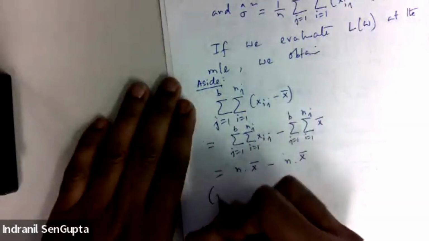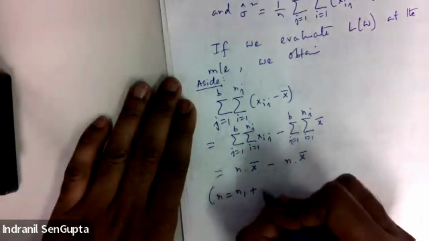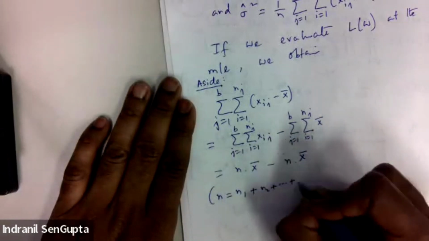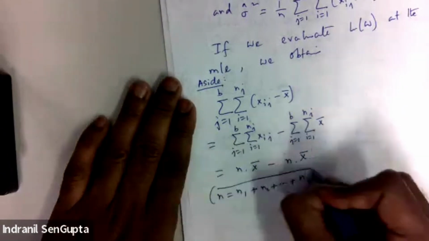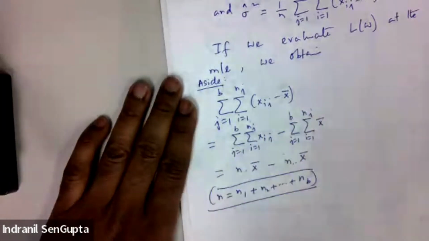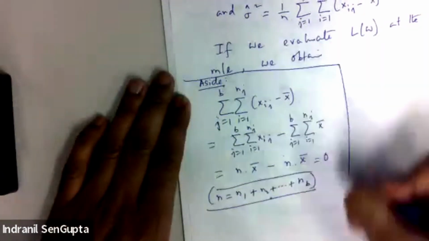Note that, by the way, let me remind you: n is really n1 plus n2 up to n sub b. That's what my n is; it's coming from the sum. The total number of elements times x bar, minus n times x bar, so it's 0. So this quantity is 0.